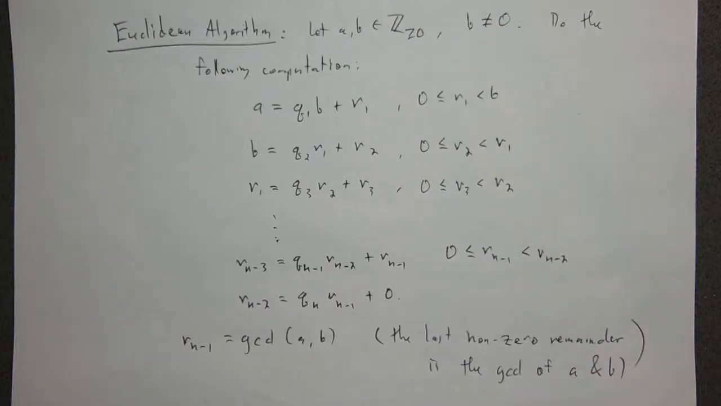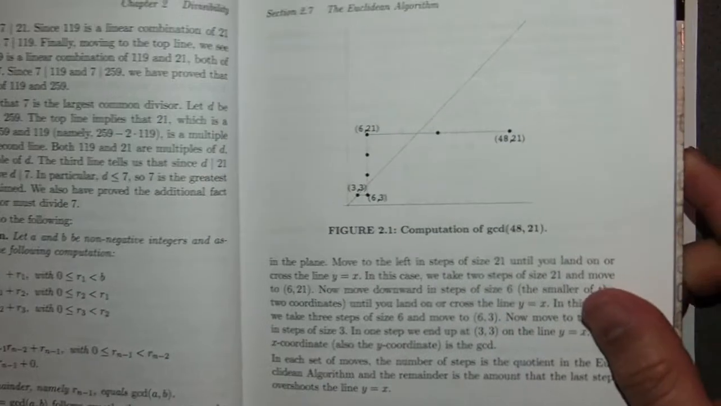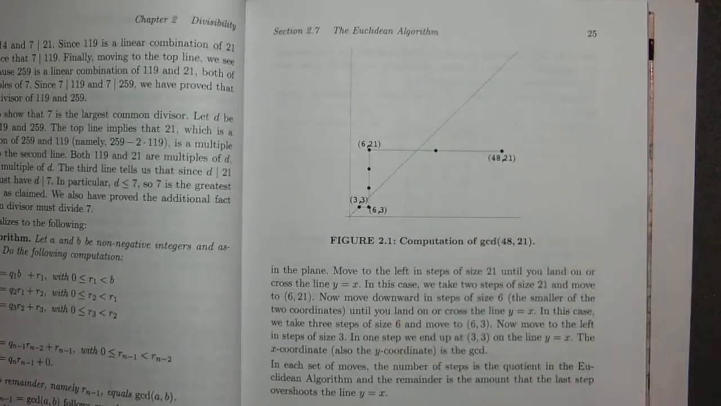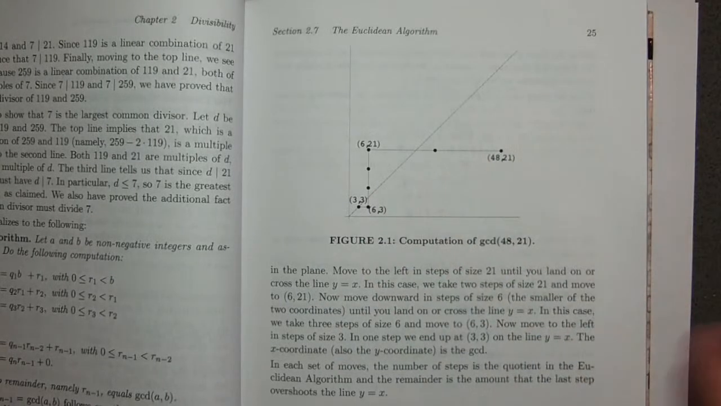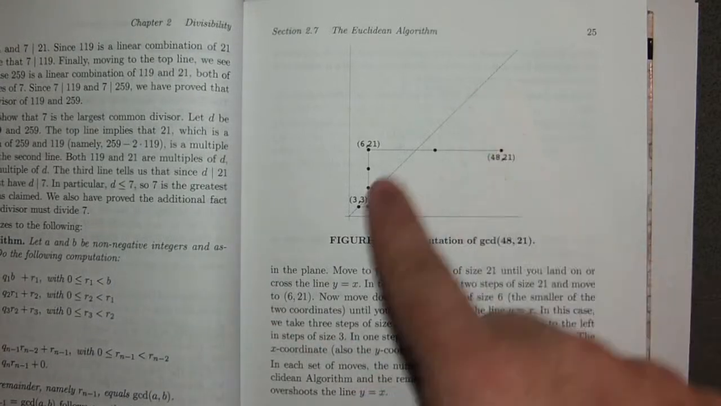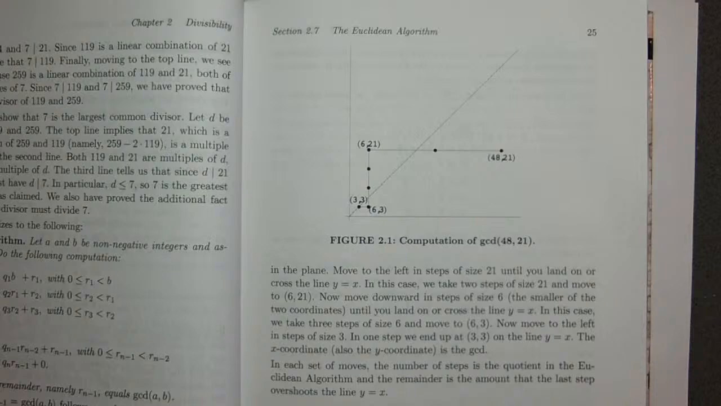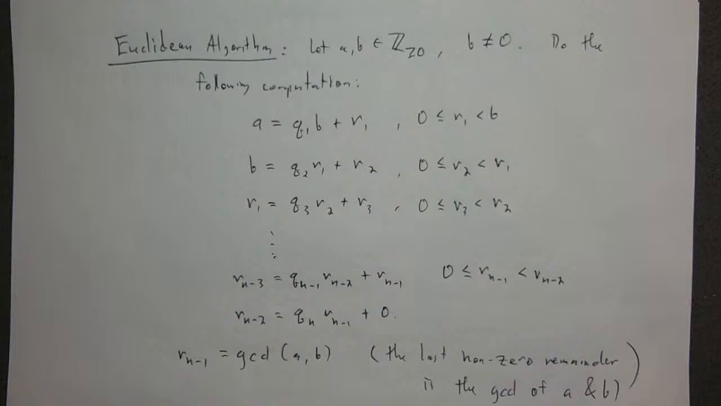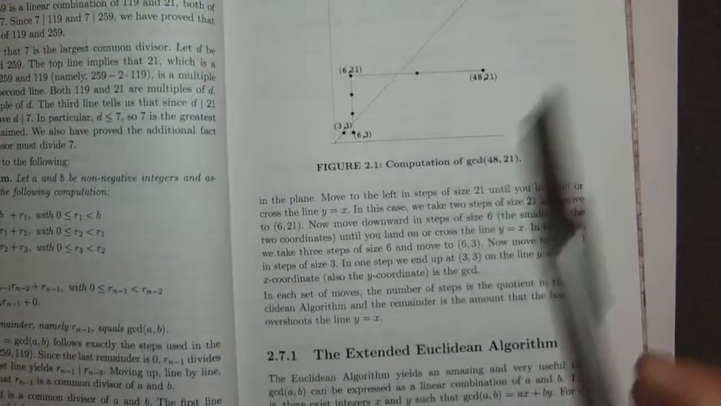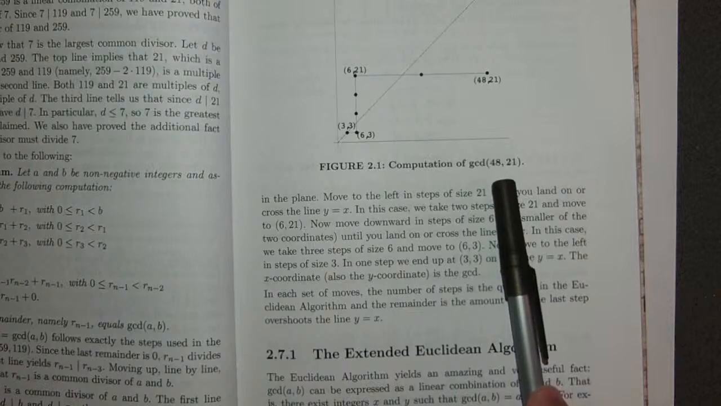But before I do that, I wanted to refer to a geometric interpretation of what's going on with GCD computation, and this is on page 25 of the textbook. So I figured there's no point in me drawing this when there's already a nice picture in the textbook. So what is this picture telling me? So let's say that I want to find the GCD of 48 and 21. It's right here in the box. So the GCD of 48 and 21. Let's say that I want to find that.